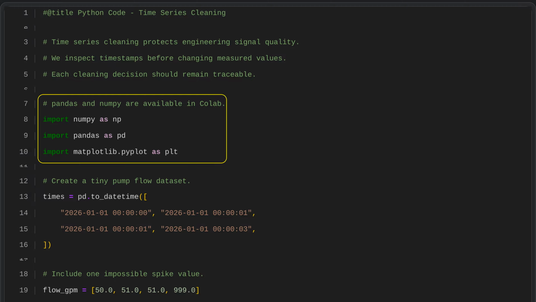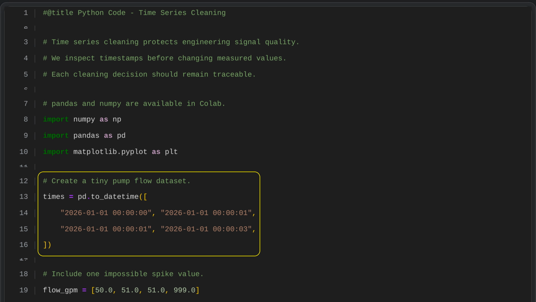We begin by importing NumPy, Pandas, and Matplotlib, the core Python libraries for data analysis. NumPy supports efficient numerical operations. Pandas helps manage and manipulate data, and Matplotlib creates visualizations.